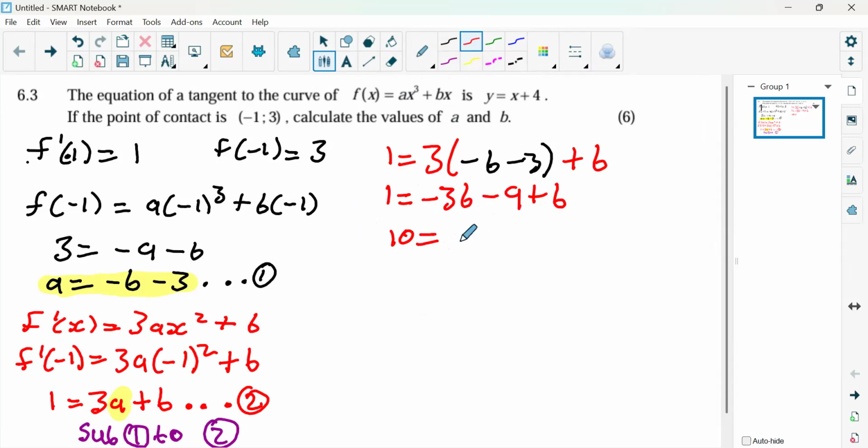Okay, this one's going to be minus 2b. Okay, divide by minus 2, divide by minus 2. It says b is going to be equal to? B is equal to minus 5. It's equal to minus 5.